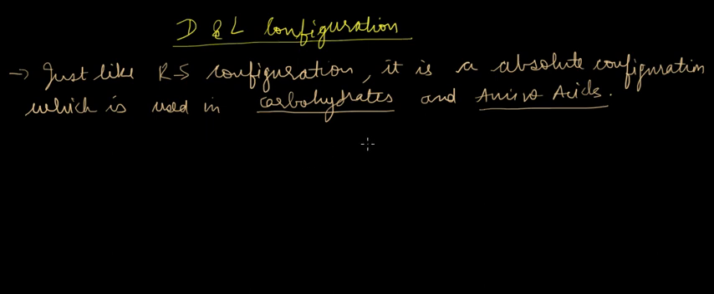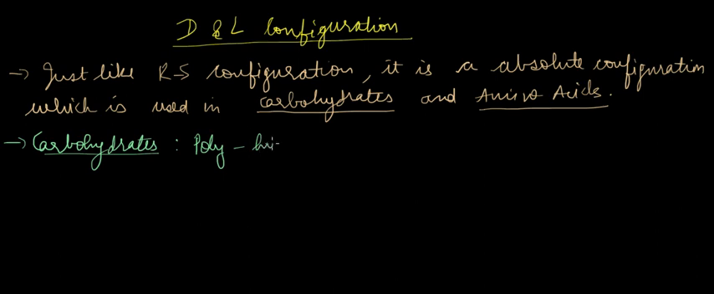Okay, so the definition of carbohydrates is simple. Carbohydrates are polyhydroxyaldehyde or ketone. Carbohydrates are, simply put, polyhydroxyaldehydes or ketones.